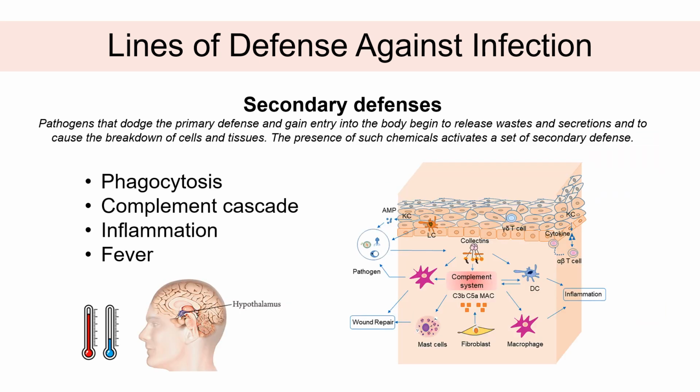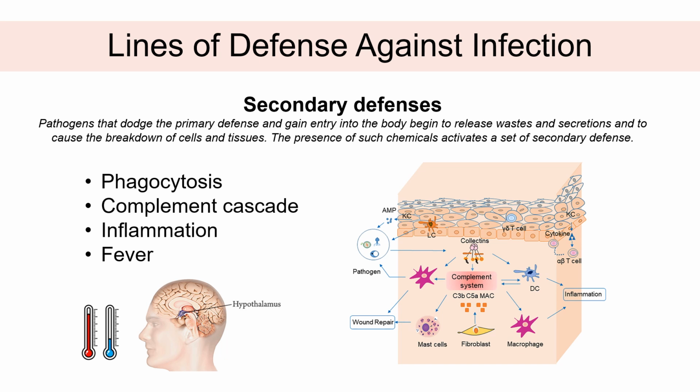The second line of defense are our secondary defenses. So this means some microorganism has passed through our primary defenses. So let's use the skin as an example. So we don't have intact skin, and a microbe was able to enter our body through that break in the skin. So now that the skin has failed, essentially, our primary defense, we're going to go into our secondary defenses.